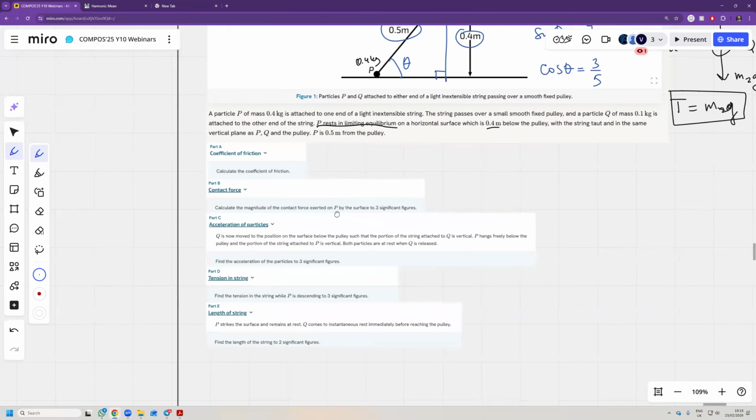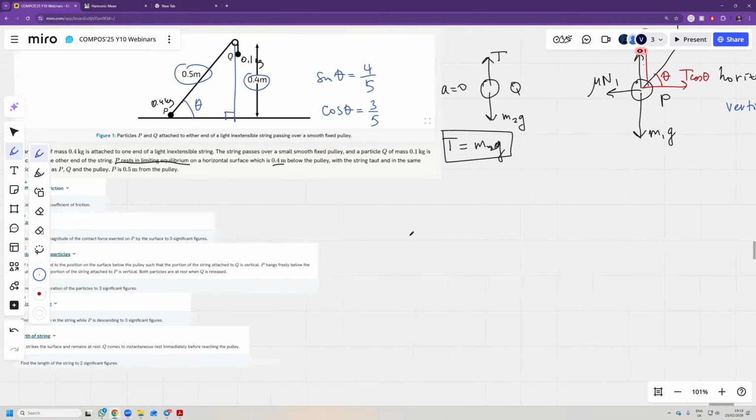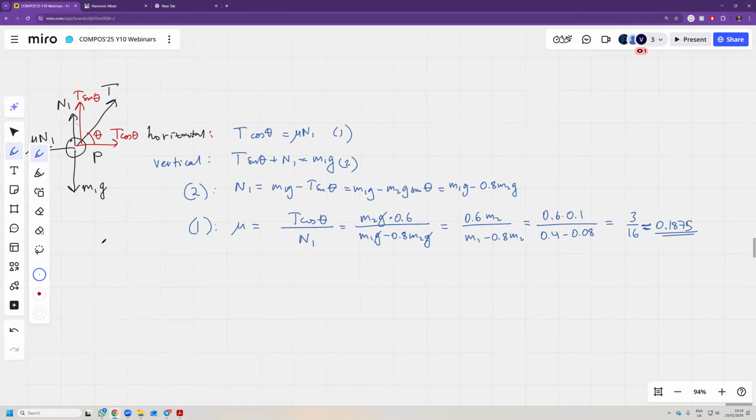Contact force. Calculate the magnitude exerted on P by the surface. So that's N1.